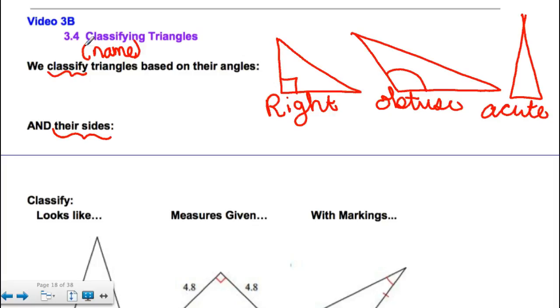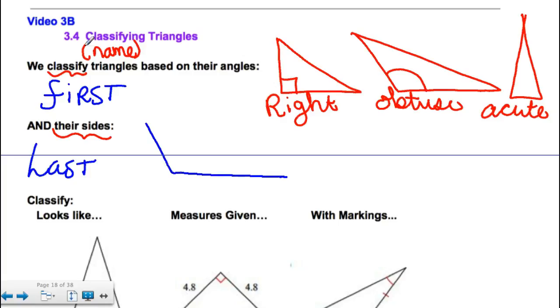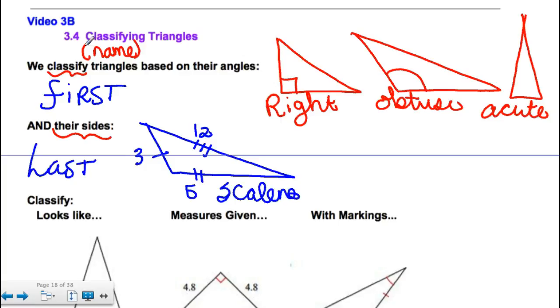But we also give triangles what I call a second name. So their first name comes from their angle measure. Their last name comes from the length of their sides. So if all the sides are of different lengths, either you can see them or they're marked by different numbers of dashes, or maybe even the lengths are given with numerical values. When they're all different, we call that a scalene triangle based on its sides.